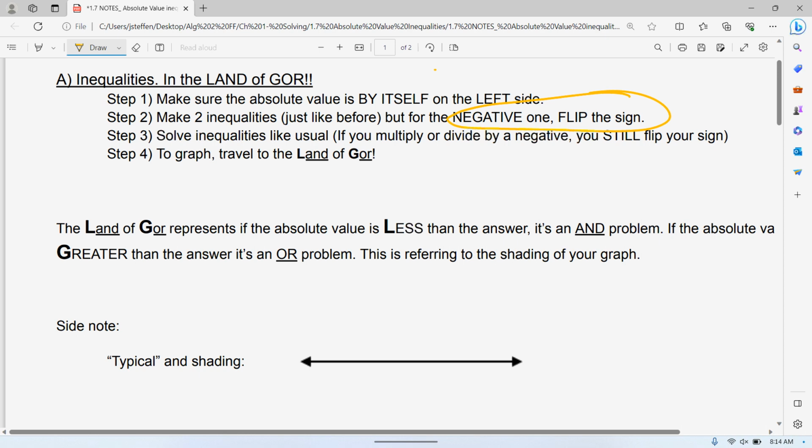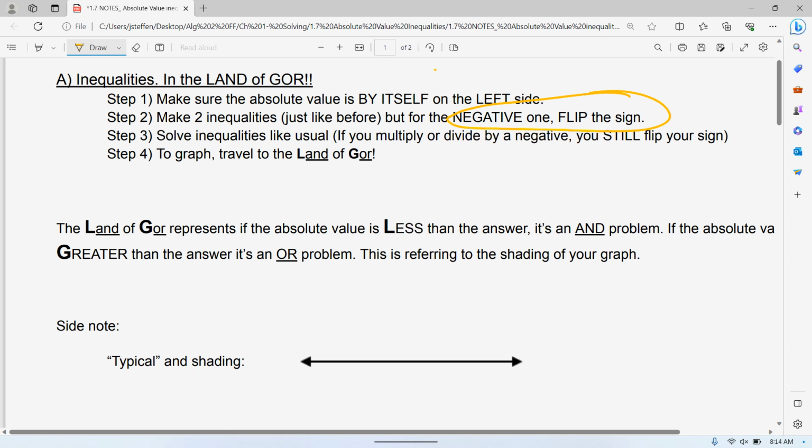Step 3, then, you solve the inequalities like usual. Remember, if you multiply or divide by a negative, you still flip your sign. And the last step, travel to the land of GOR. That's just a way to remember how you correct that. So moving on to elaborate on that.